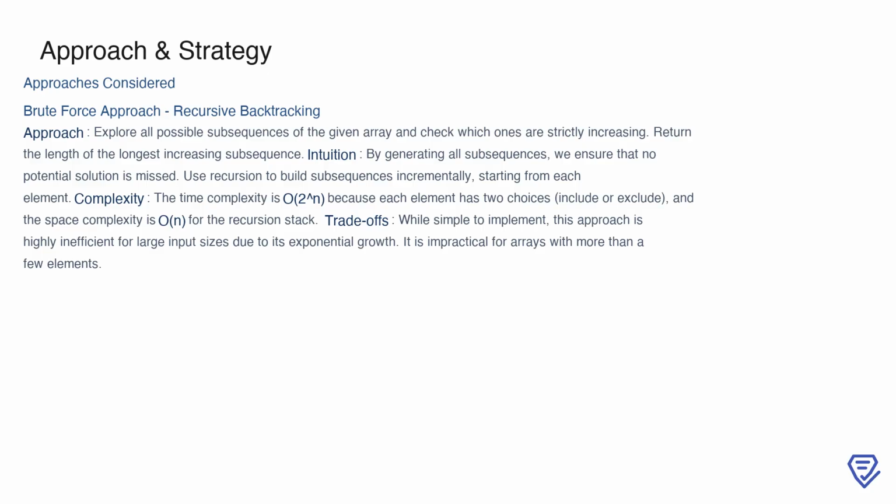However, this method comes with a significant drawback: its time complexity is exponential, specifically O(2^n), because each element has two choices, either to be included or excluded. Additionally, it requires O(n) space to handle the recursion stack. While this approach is simple to implement and guarantees correctness, it quickly becomes impractical for arrays with more than a few elements due to its inefficiency. This trade-off makes it unsuitable for larger input sizes, but it's a good starting point to understand the problem structure.